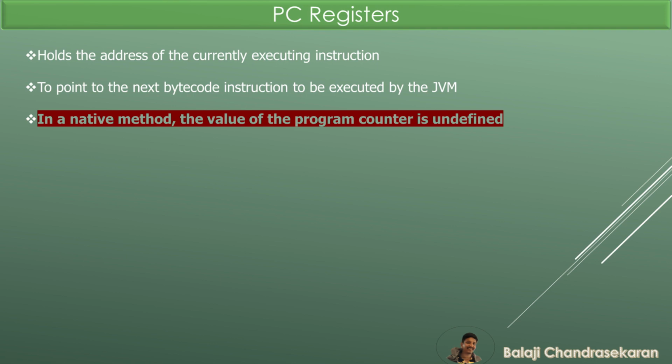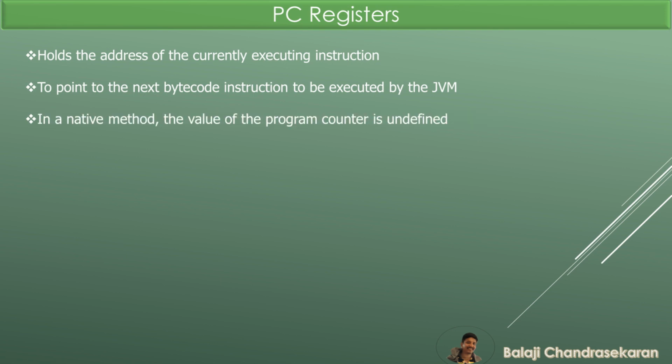The non-native method has a PC which stores the address of the available JVM instruction, whereas in a native method, the value of the program counter is undefined. When a thread starts executing a method, its PC register points to the first bytecode instruction of that method. As the thread executes each bytecode instruction sequentially, the PC register is incremented to point to the next instruction.